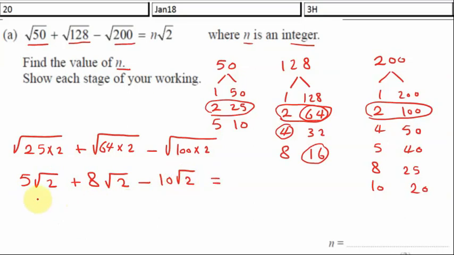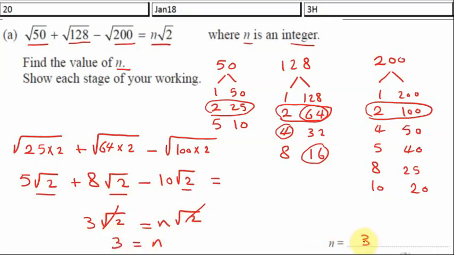So equals, we have the same square root of 2 in all terms, so we only add or subtract the numbers in front of the roots. So 5 plus 8 is 13, minus 10 equals 3 root of 2. And comparing to the right side, my question, so equal n root of 2. If you cancel out root of 2 with root of 2, we have n equals 3. So the final answer is n equals 3.